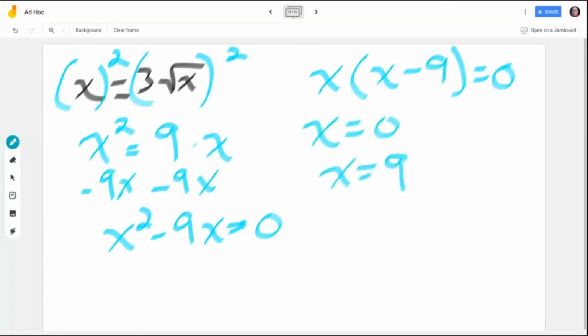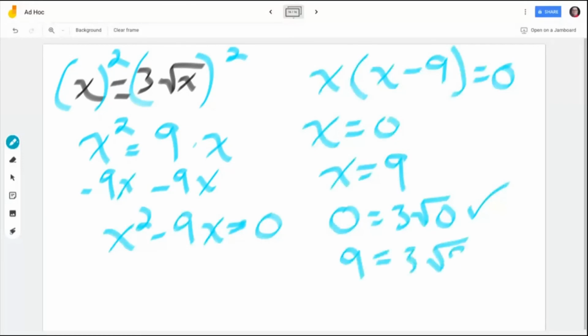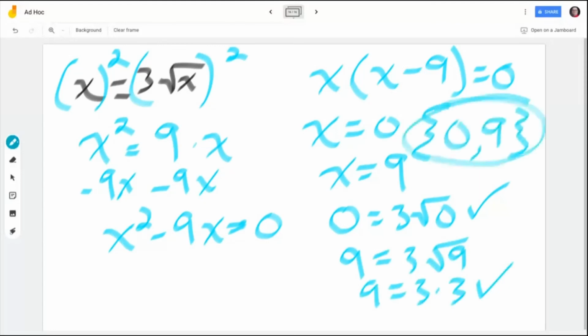We could test them out. Does 0 equal 3 times the square root of 0? Yes, it does. Does 9 equal 3 times the square root of 9? Does 9 equal 3 times 3? Yes, it does. So both of these are valid solutions. We got 0 and 9. And that's it for radical equations.